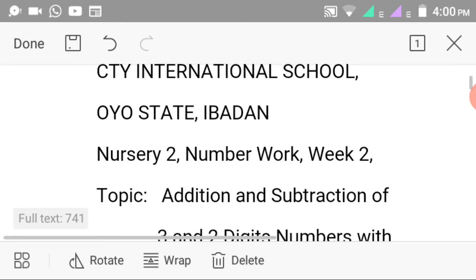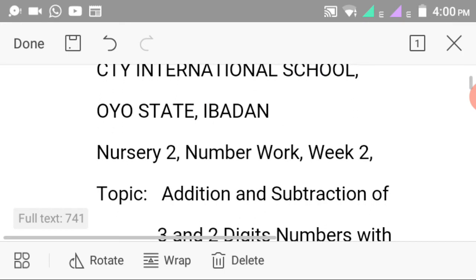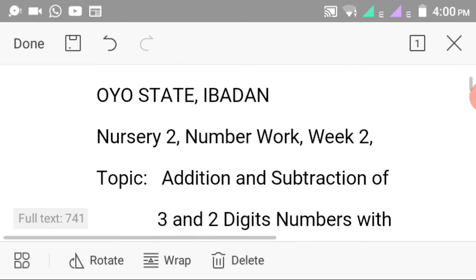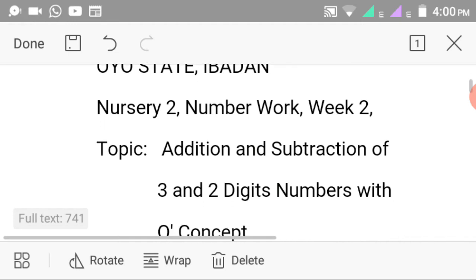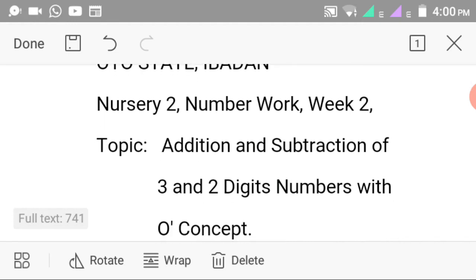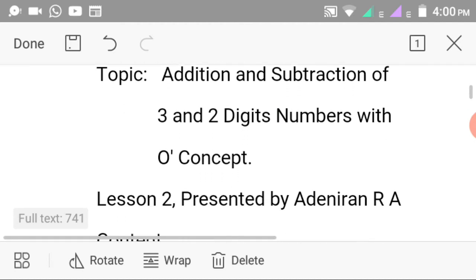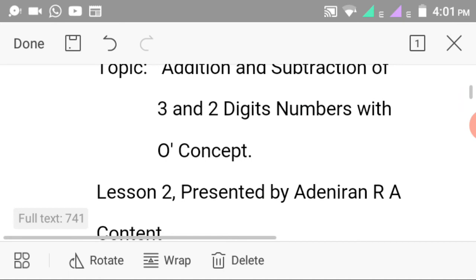Nursery 2 number work. Today's topic is addition and subtraction of 2 and 3 digit numbers with 0 concepts. Lesson 2, presented by Adeniro R.